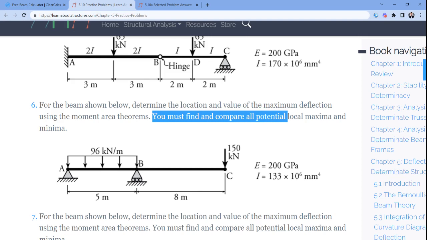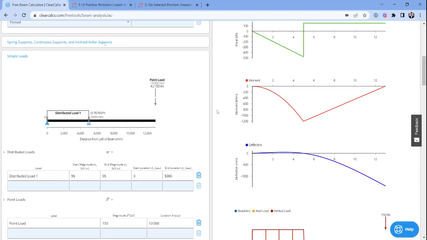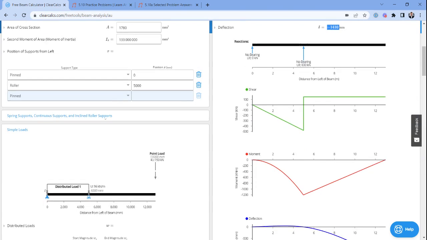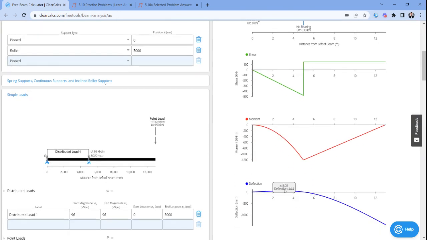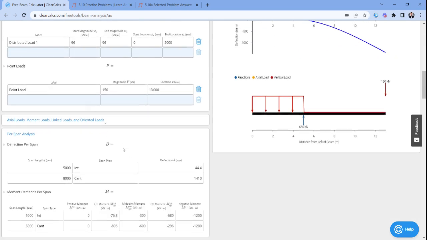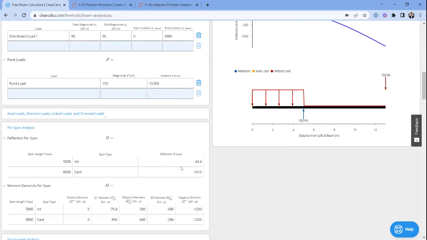Find and compare all potential local maxima and minima. If I look just at the diagram, it's quite obvious my absolute maximum is going to be right at the tip here, 1410 millimeters. And if I look here, I can see 1410 millimeters, negative because it's going downwards. But I can also see that there's a local maximum somewhere around here. If I come down, I can go to the per span analysis. Now I can see for the first span, the maximum deflection is 44.4 millimeters, and then the other one is 1410.